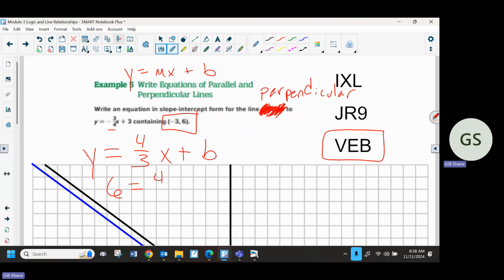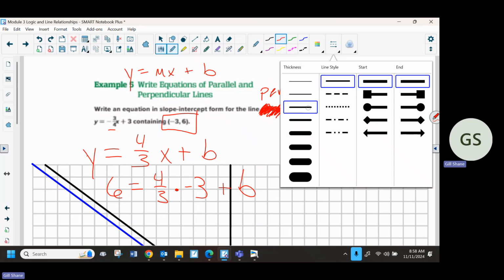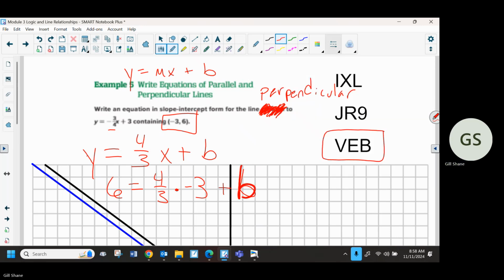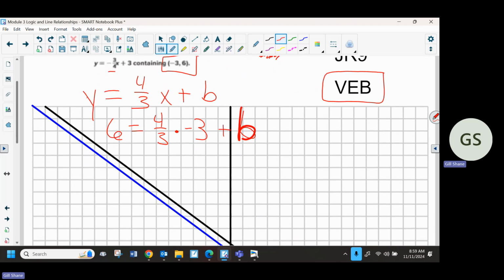6 equals 4/3 times, my x value is -3. I just took the 6 and replaced the y, the -3 and replaced the x. I still have the plus b. So that's the b, that's what I need to solve for. Now I'm good to go. Now I just do the algebra. We've already done this one in class, so if you weren't here, you're getting it now. If I multiply that together, -4. Now I just get b by itself.